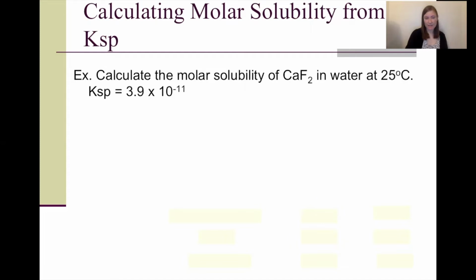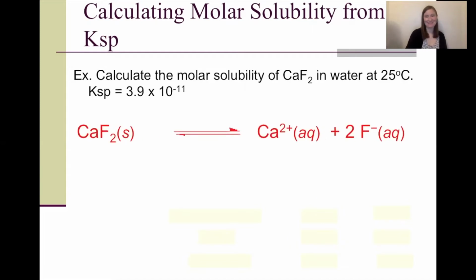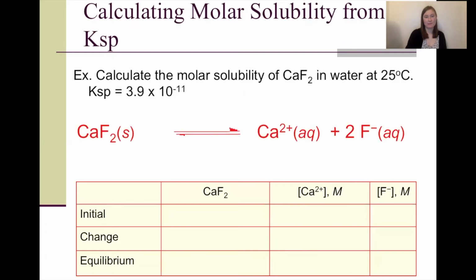Let's go ahead and write an equilibrium equation for what's going on. Calcium fluoride is dissolving to make one calcium ion and two fluoride ions. And anytime you have equilibrium, it's helpful to write an ICE table. So let's go ahead and do that as well. So here's our ICE table. And this KSP value is essentially representing the equilibrium as calcium fluoride dissolves into water.